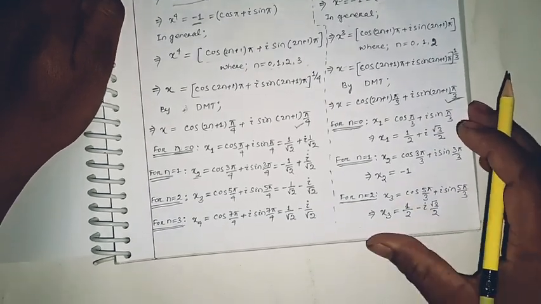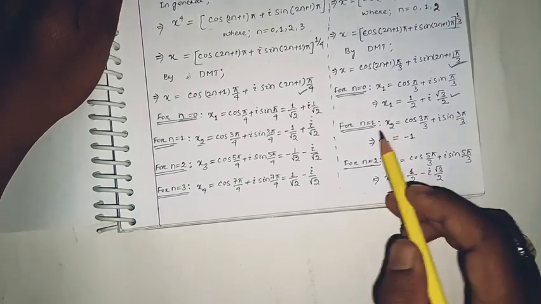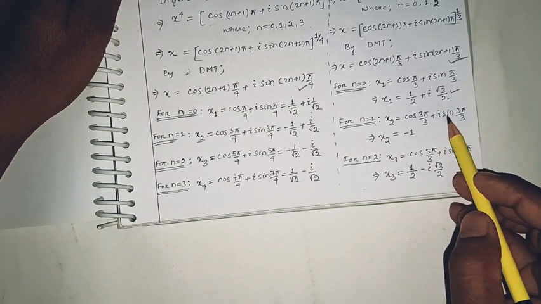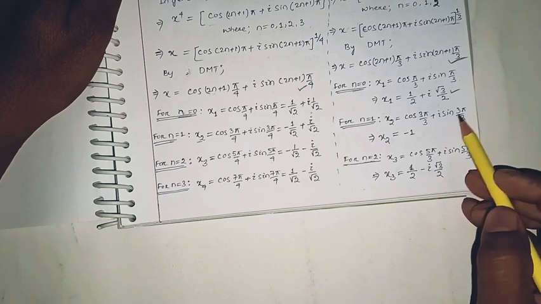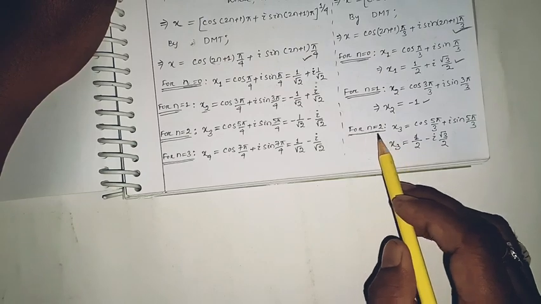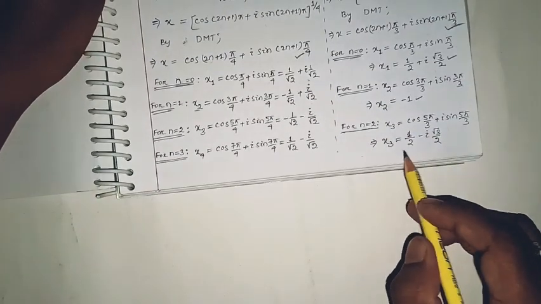Okay, to find the 3 roots, for n equal to 0, this is the first root. For n equal to 1, this will be cos 3π by 3, which means cos π, and i sin 3π by 3, which means sin π. Sin π we know is 0, cos π is -1. This is the second root. And for the third root, we substitute n equal to 2 in this equation, and we found the third root will be 1 by 2 minus i root 3 by 2.